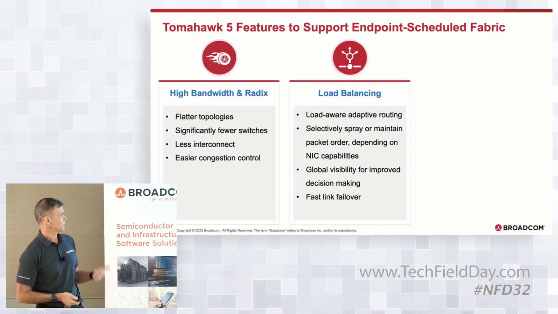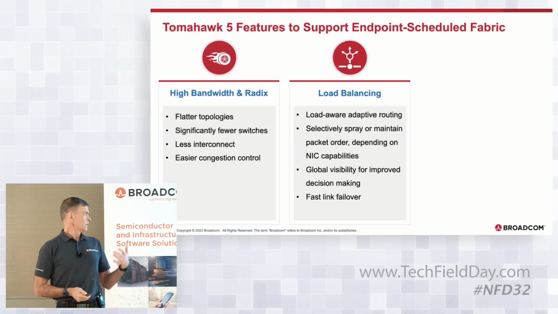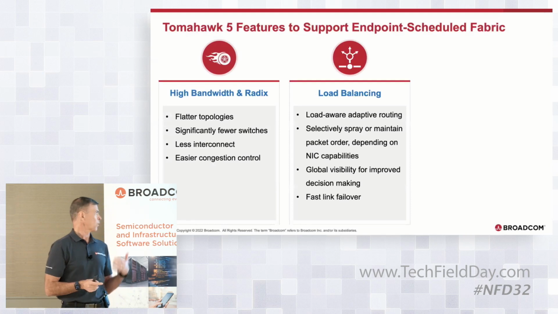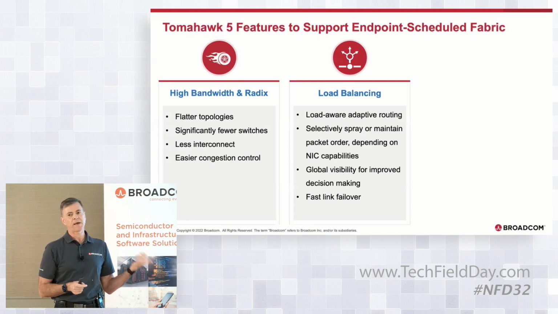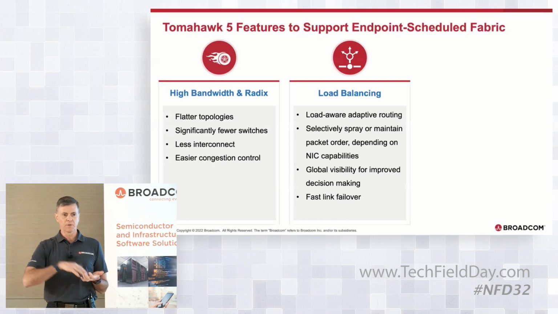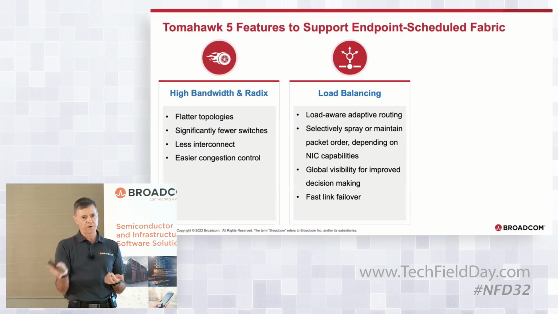Then load balancing. We do have load-aware adaptive routing in the switch. The switch can also selectively spray traffic. So you can have spraying that starts at the endpoint. We can also do spraying from the switch to all the nodes it's connected to. Or we can selectively maintain the packet order depending on the capabilities of the NIC. If the NIC needs to have all the packets in order, we'll keep them in order. If the NIC can support reordering, we can do spraying to more efficiently use the links in the network.